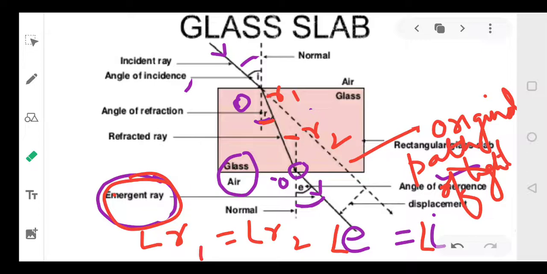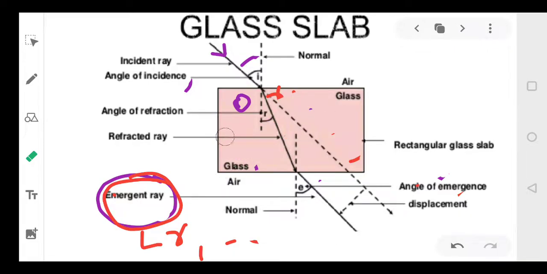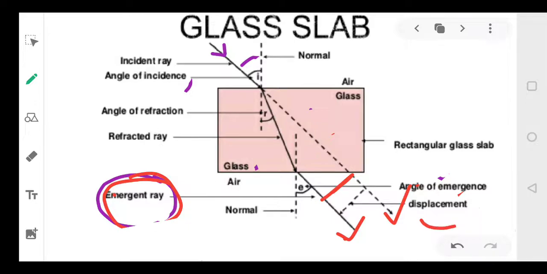Now one last important point that we have, and that too is a very important one. This ray and this ray, can you see they are both parallel to each other? So the distance between them is called lateral displacement. I hope you remember I've used this word before also. The perpendicular distance between the emergent ray and the original path of light is called the lateral displacement.